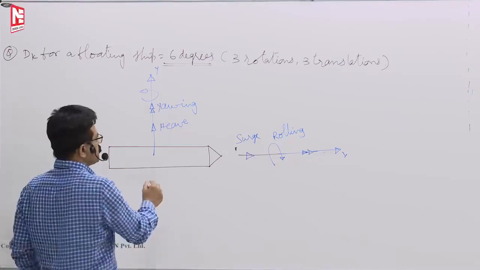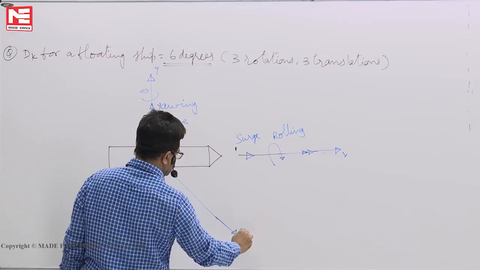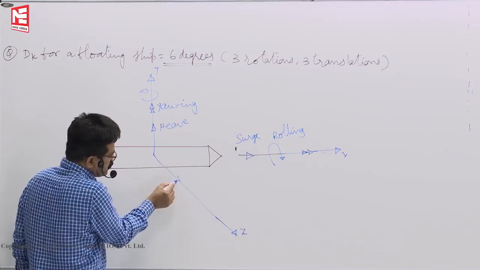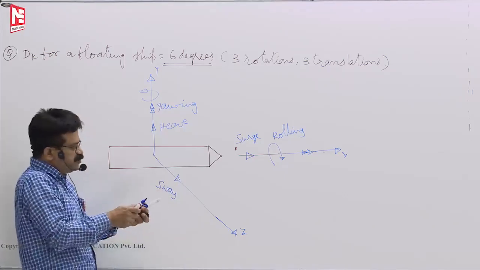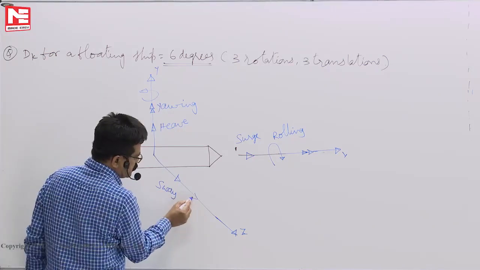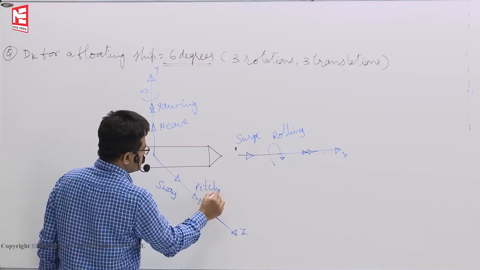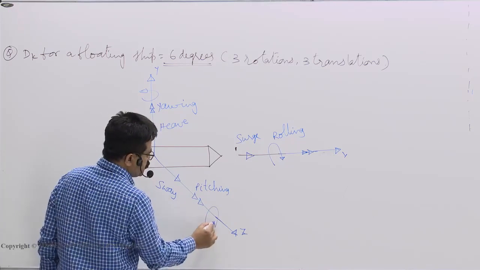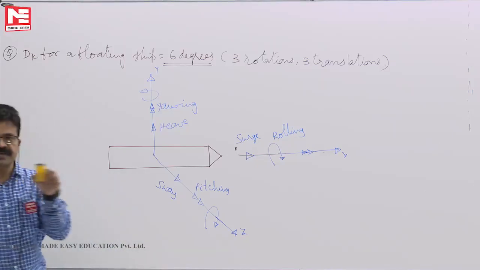Sidewards, if it moves in the z direction, this you take as the z axis. If it moves sidewards, we call it sway. If it rotates about this axis, like this, it is called pitching. That means about the z axis if it rotates. So now you understood like this.